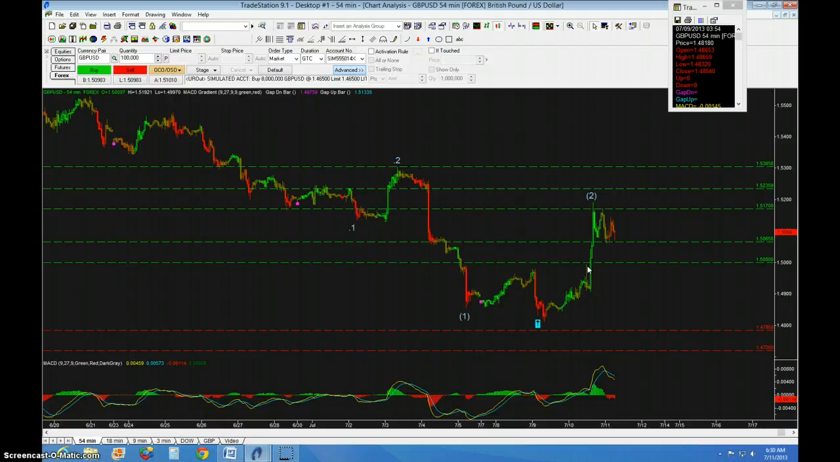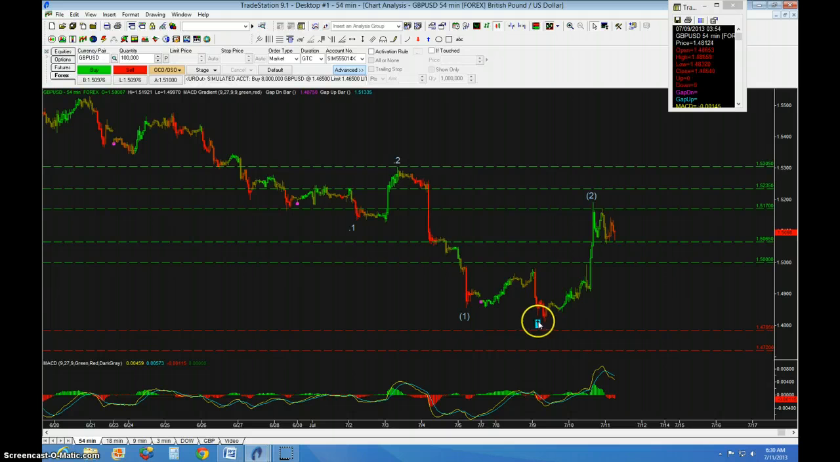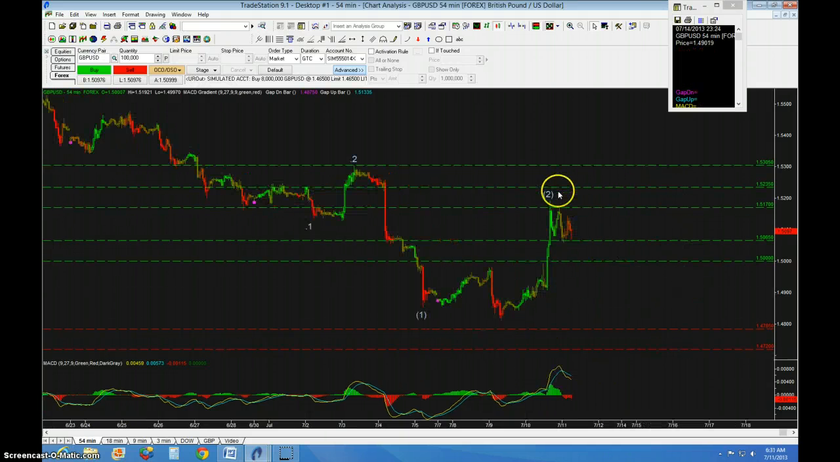So you could call that whole thing A, you could call this B, and then maybe it's worked its way up in 5 and it's over. I suppose that's possible. I'm not going to count it that way. I'm just going to try and stick with this 1, 2, 1, 2 count. Now the 2 may not be over. It may still need to push up one more time.